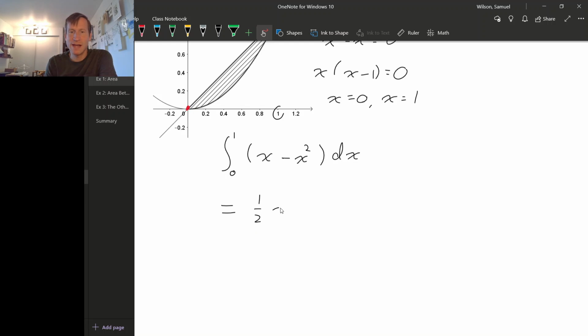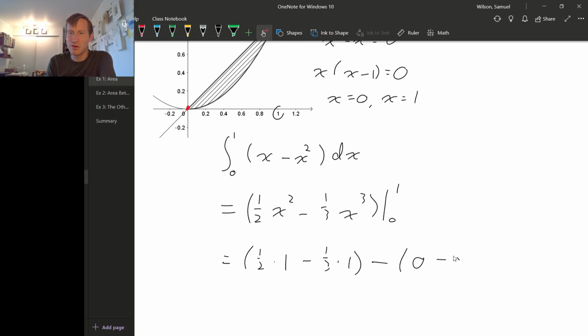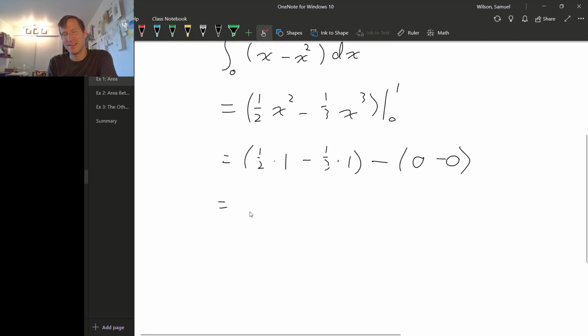To evaluate this integral, we can just write down an antiderivative for this integrand. That's going to give us 1/2 x squared minus 1/3 x cubed, and we're going to evaluate from 0 to 1. Plugging in 1, we get 1/2 times 1 minus 1/3 times 1, minus what we get when we plug in 0, which is 0 minus 0. So 1/2 minus 1/3, that is a sixth: 3/6 minus 2/6 is 1/6. So the area of that little curved wedge is exactly 1/6 of a square unit of area.